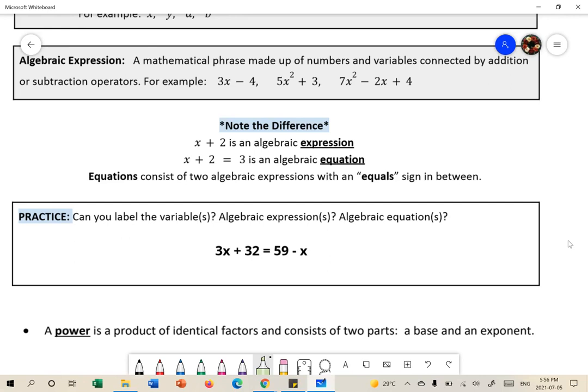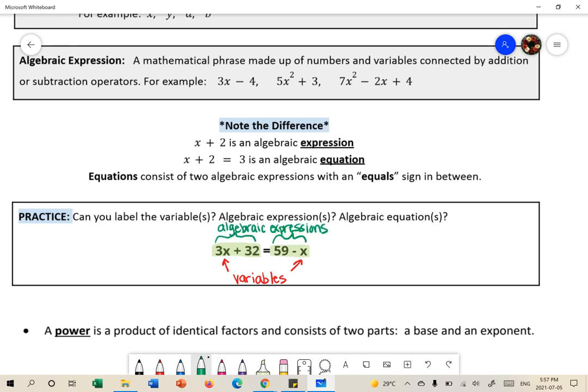In the box, it's asking us to label the variables. The variables are x here and x here. And it's asking us to label the algebraic expression. The algebraic expressions are 3x plus 32, as well as 59 subtract x. They are both individual algebraic expressions.